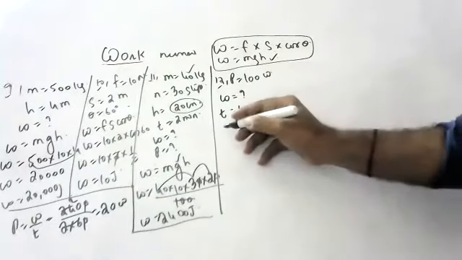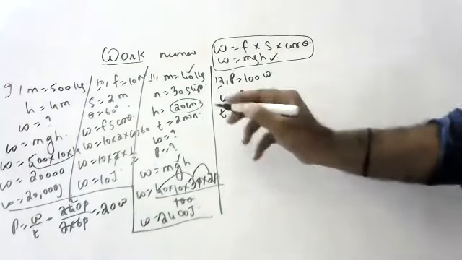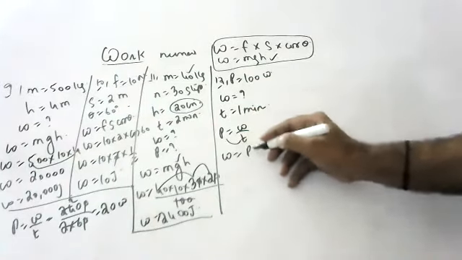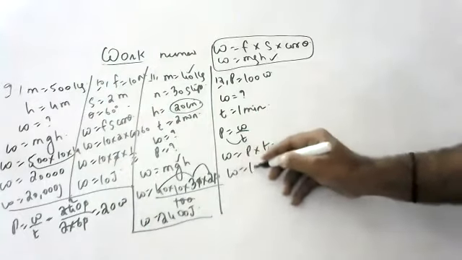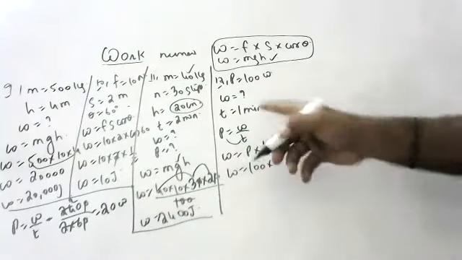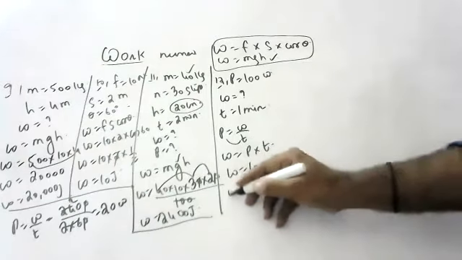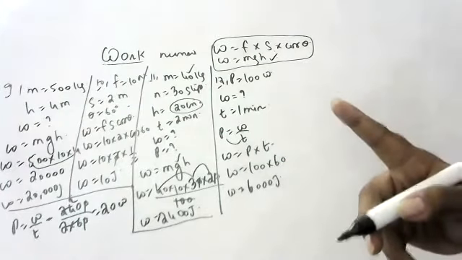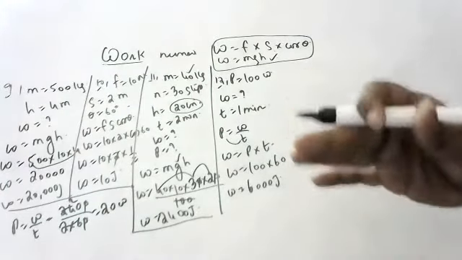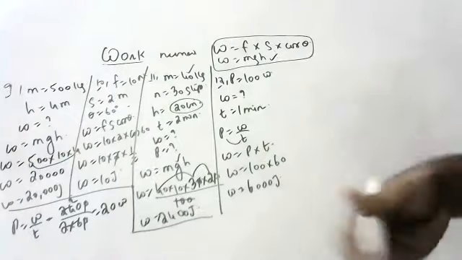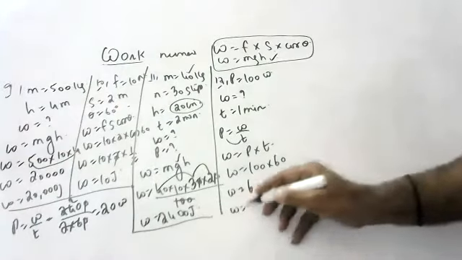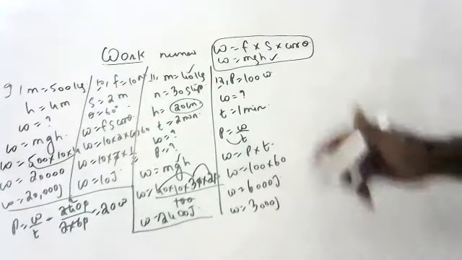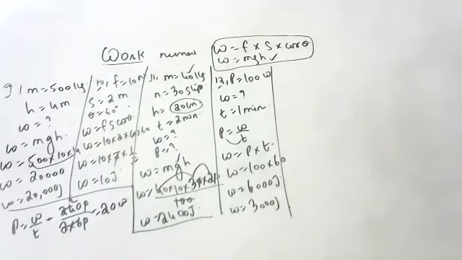Tell now. Work is equal to power into time. Power is equal to work by time, so work is equal to power into time. Work is equal to 100 into 1 minute, which is 60 seconds. So work is 6000 joules. But 50% of the energy supplied is spent in stirring the water. 50% is going waste, so how much will be useful? Half is gone, so 3000 joules. Yes. Okay. So next question.